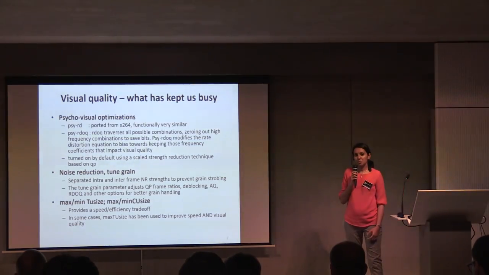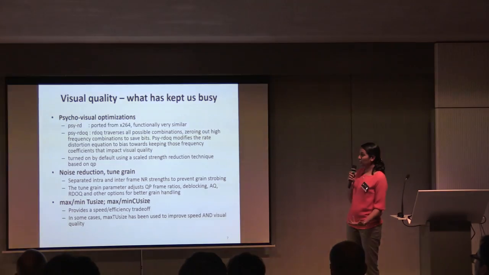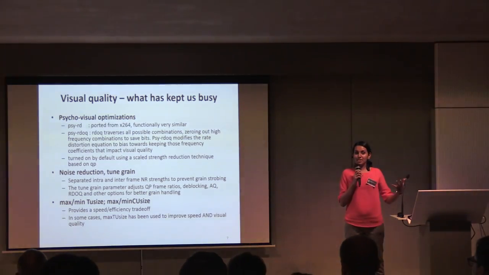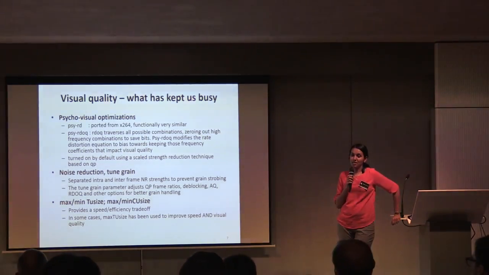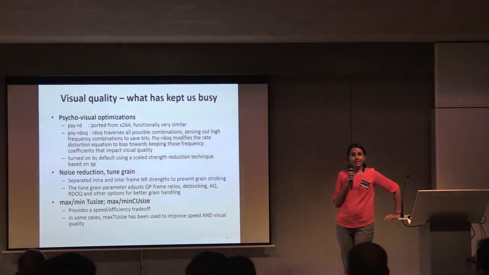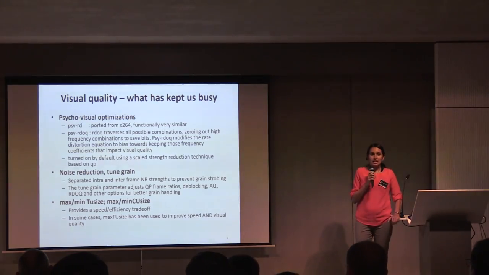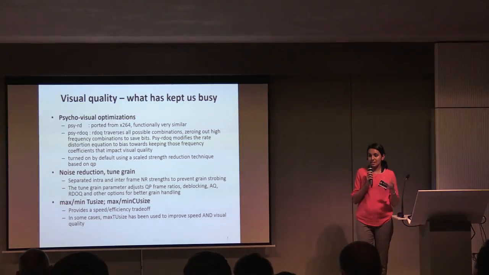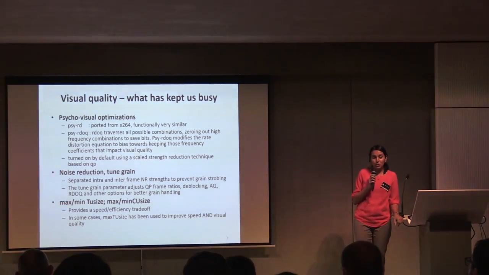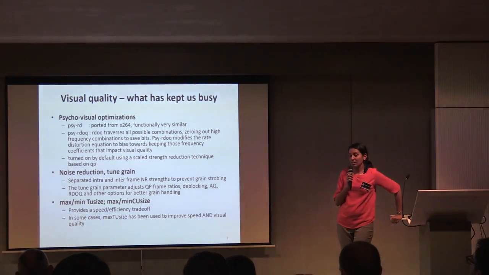So visual quality, pure visual quality, what have we been working on? We've implemented a lot of psycho-visual optimizations. Psycho-visual RD optimization, we ported pretty much exactly the same concept from X264. And functionally, they're very similar, and they do improve visual quality a lot in terms of retaining detail and not blurring significantly. PsyRDOQ, this was a lot more challenging.